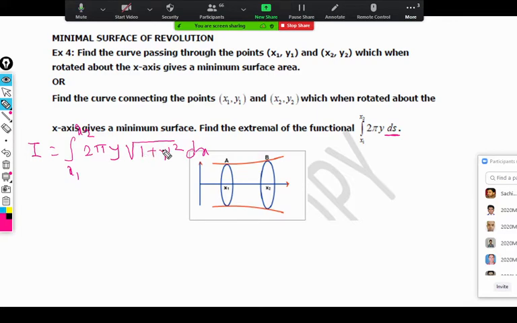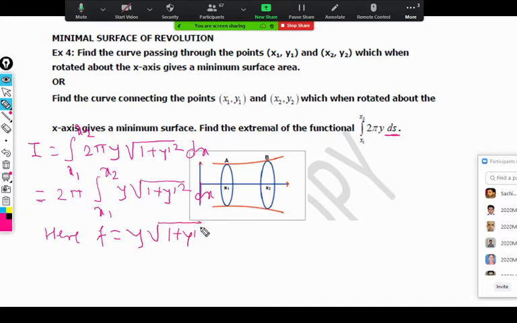Now we already know this integral I will be minimum provided this integrand satisfies the Euler equation. Out of this, 2 pi is a constant, no need to consider it. So we can take that 2 pi outside the integral and keep only the variable part so that it's easy to differentiate. This constant doesn't play any role in minimization. So this is y into root of 1 plus y dash square dx. Here the integrand f is y into root of 1 plus y dash square, and it is free from x.